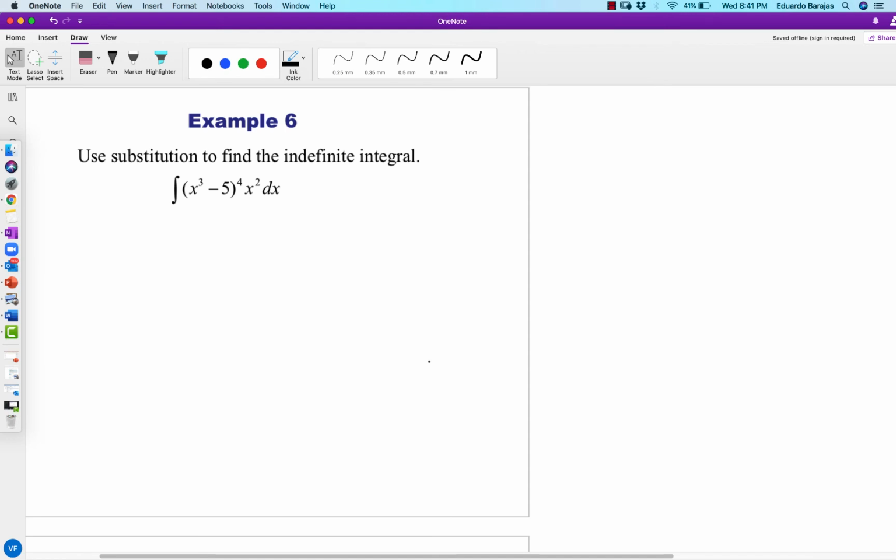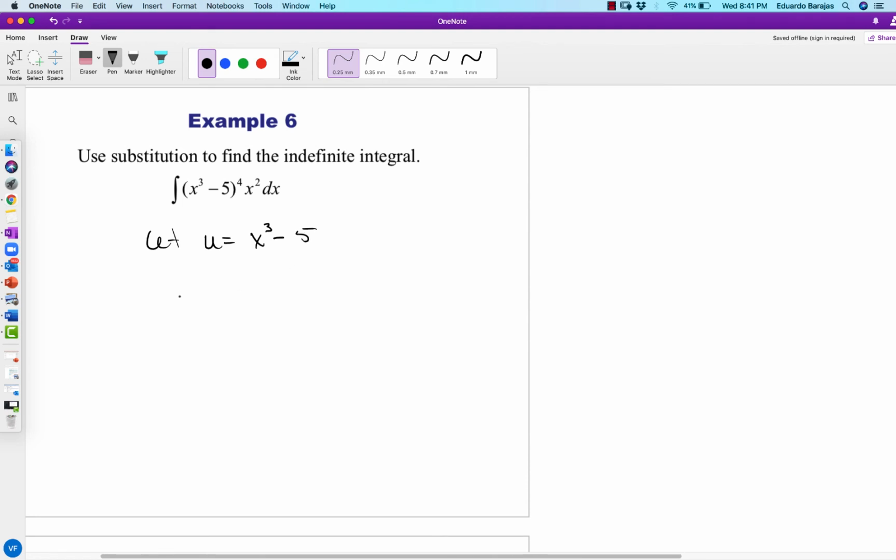Okay, now let's try working with this one. Find the integral of (x to the 3rd minus 5) raised to the 4th power times x squared dx. So let's let u equal x to the 3rd power minus 5.